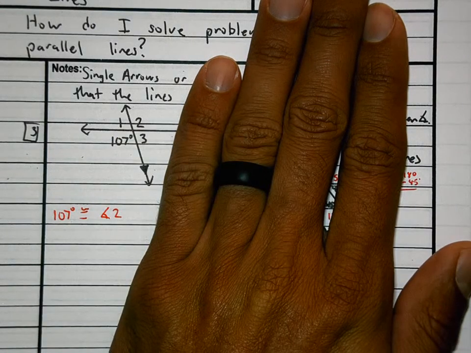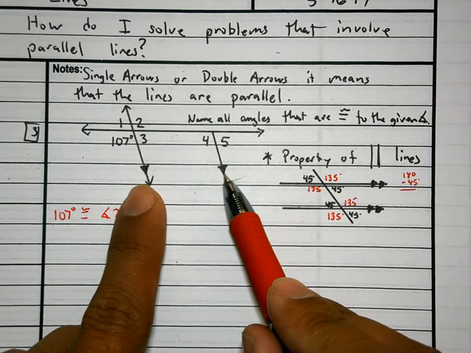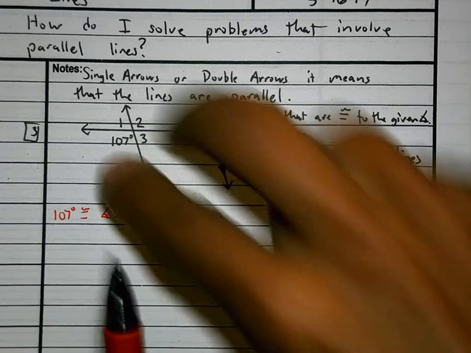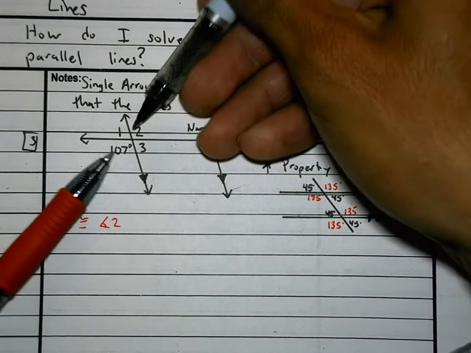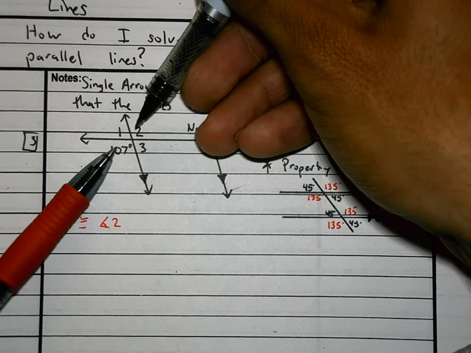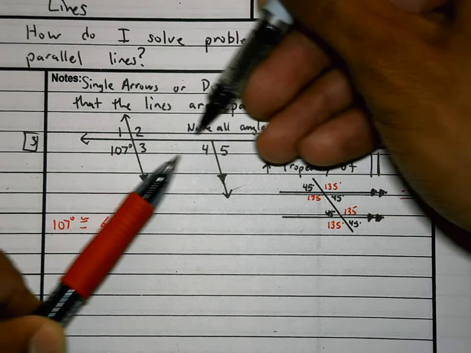Now that's not the only one because we have parallel lines. And so with parallel lines, you need to think about, here's 107, here's two, top right, bottom left. I can slide across the transversal.